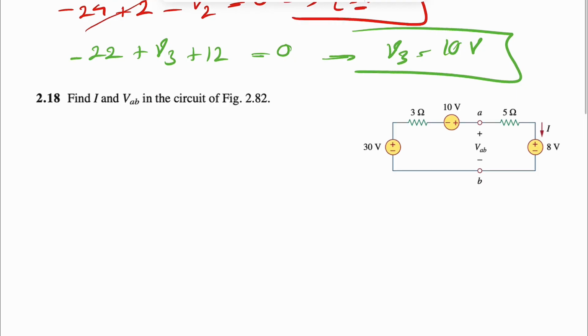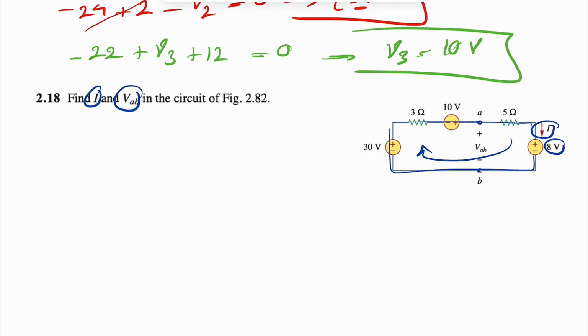Let's move on to the next question. We need to figure out I and VAB, which is the voltage between point A and B, and also the missing I. We have the direction for the current here. So we're going to consider our loop, this one, and move in the clockwise direction. Let's see what we get.